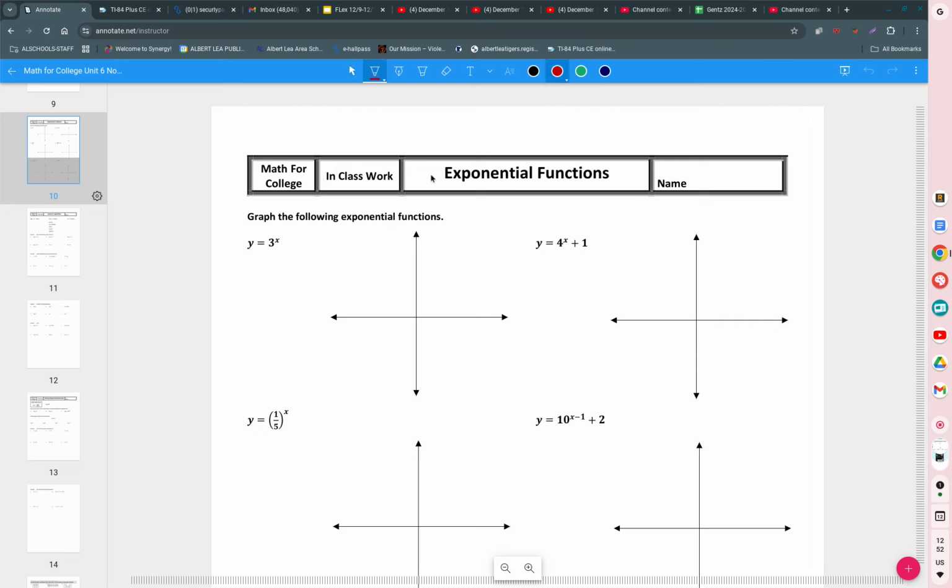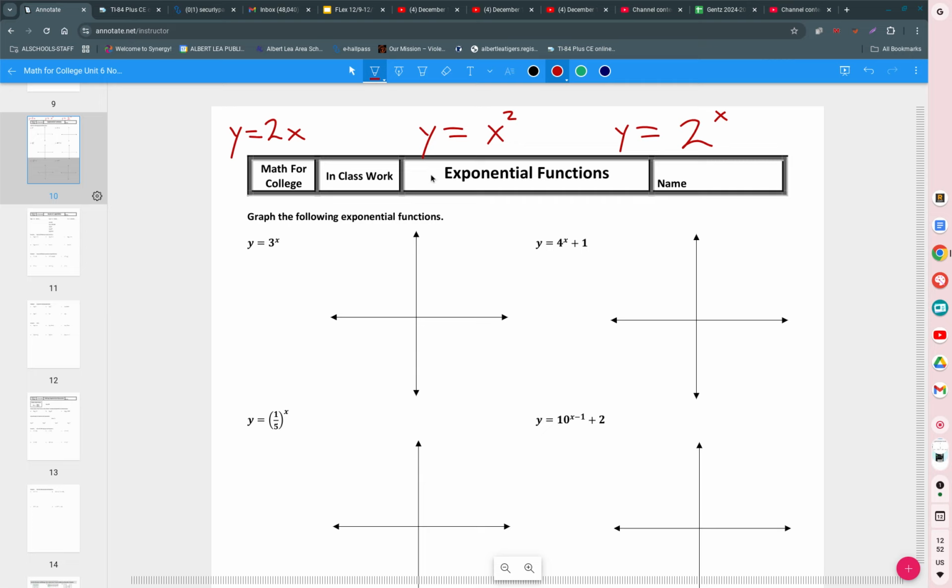All right, so here we go. I'm going to write a couple things on the board. I'm going to write y is equal to 2x. Y is equal to x squared. And y is equal to 2 to the x power. Okay?